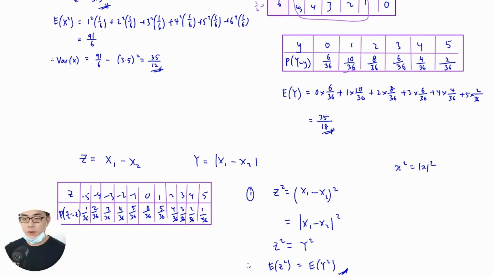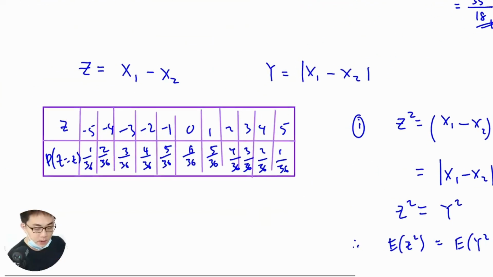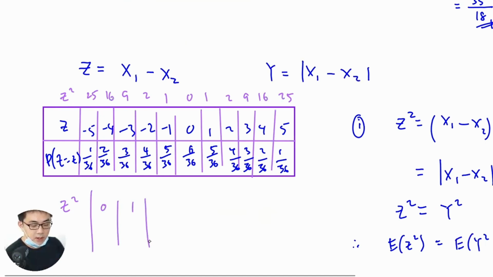No, right? Do you see the distribution table is different? Okay, so the spread will be different. So why is the same one? No, you don't times twice the probability. It'll be the same. So let me show you how it becomes. Z squared, this will be 25, right? This is also 25, right? This is 16, this is 9, this is 4, this is 1, 0, 1, 4, 9, 16, right? It will be the same. So z squared would actually be 0, 1, 4, 9, 16, and 25.